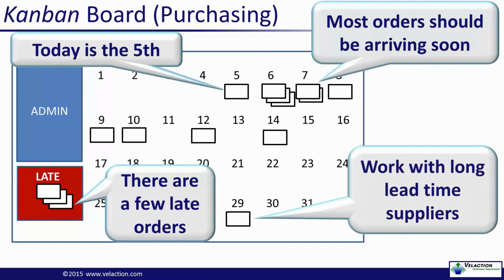Speaking of problem vendors, the Kanban board also provides you with a visual look at vendors that have excessive lead times. If there are cards that are hanging 3 or 4 weeks out, it should be a cue to talk to those vendors.